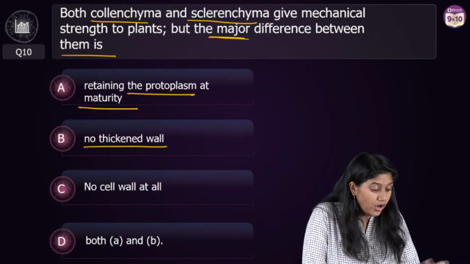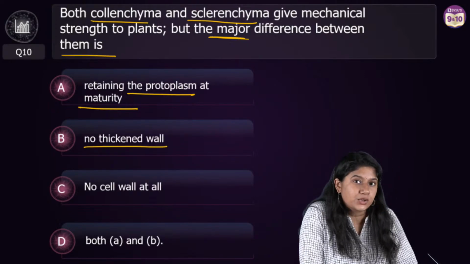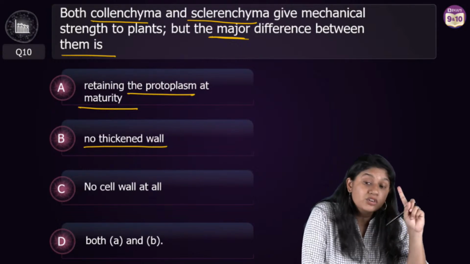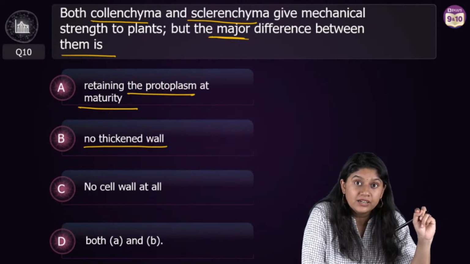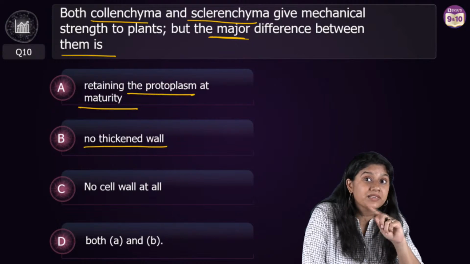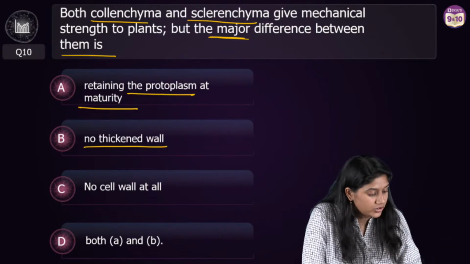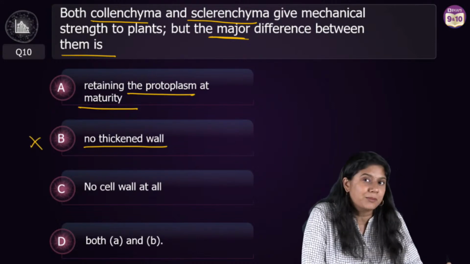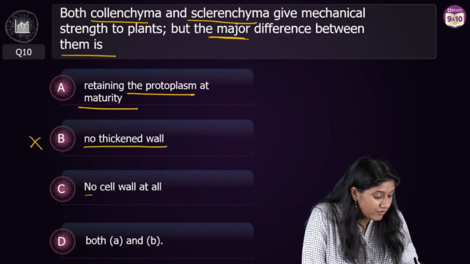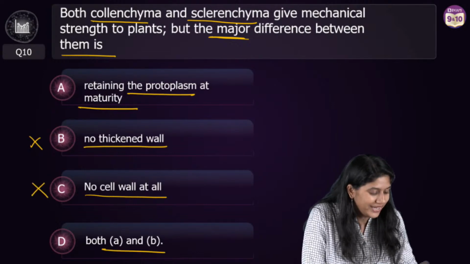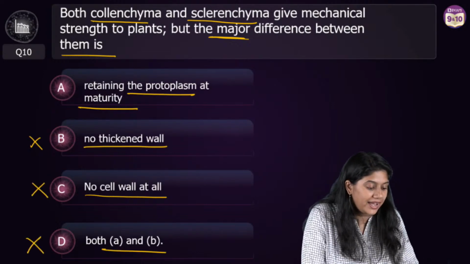No thickened wall? They both have a thickened wall. One has thick corners, and of course, the sclerenchyma has irregular thick walls. So this is not correct. That's not the major difference. No cell wall at all? We know that they are plant cells, they will have the cell wall. So this is also incorrect. Both A and B, we know that this is not correct at all.